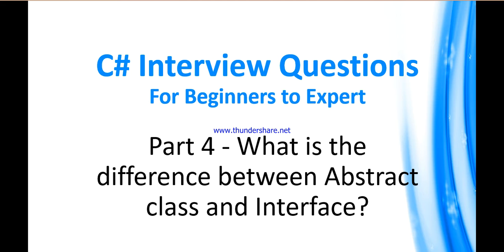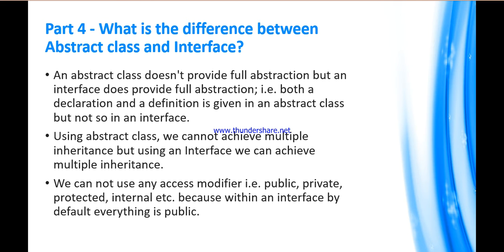In this session, we will learn about the difference between abstract class and interface. Both of these are used for abstraction in C Sharp. What is abstraction? Abstraction means that we want to hide something. So both abstract class and interface provide abstraction in C Sharp.